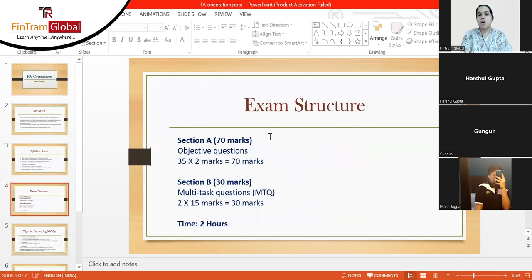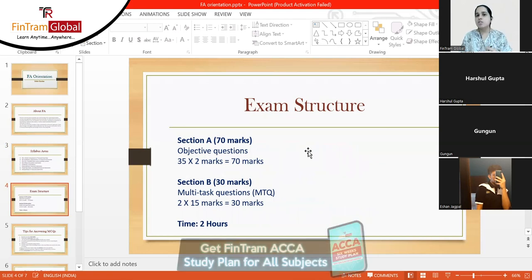All right, moving on to your exam structure. It is a 2-hour exam and there are two sections. Your section A will be pure MCQs, objective multiple choice questions, where you're going to get 35 such questions, each worth 2 marks. Your section B is your multitask question. Here you're going to get 2 questions, each worth 15 marks. Now, a multitask question could be anything.